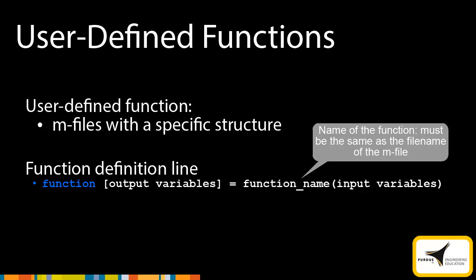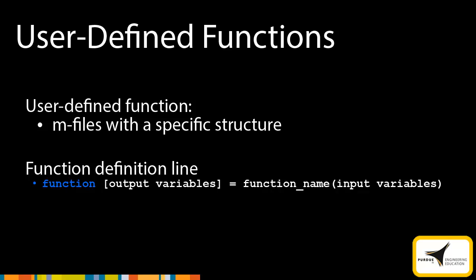Always put the function definition line on line number 1 of the file before anything else. The word function must be lowercase, and the function name must follow the same rules as the variable names. They must start with a letter and can contain letters, digits, or underscores. Following the function definition line, include comments that describe the function. These comments must be a solid block of commented lines with no blank lines. These comments will appear when you type help, followed by the name of the function in the command window.